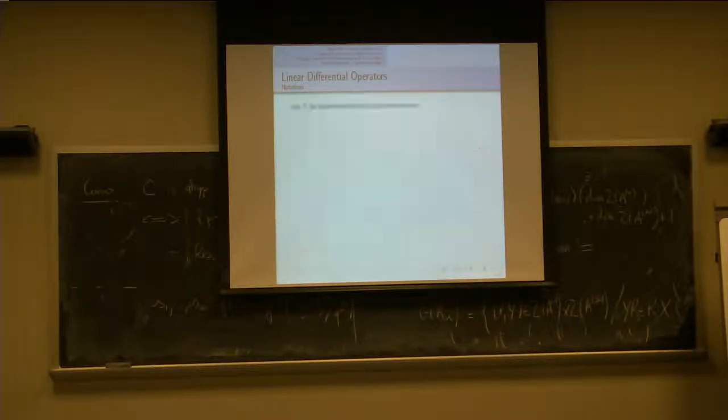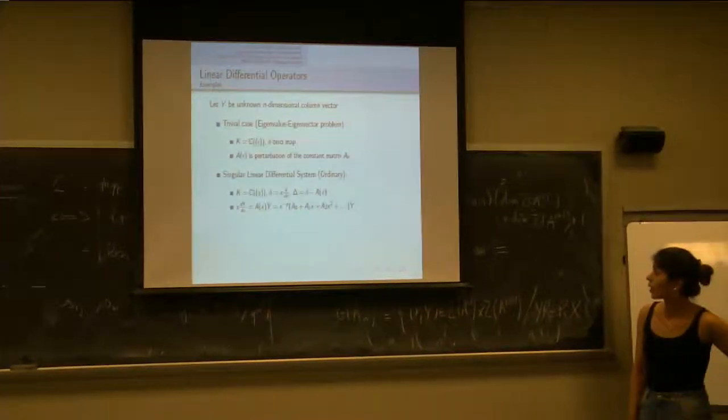As an example of such operators, if we take Y to be an unknown n-dimensional column vector, the trivial case, of course, is when delta is the zero map, and then we just get the linear operator, and A epsilon here will be a perturbation of the constant matrix. So we will be dealing with the eigenvalue-eigenvector problem. Now, if we take delta to be x d/dx, and we take K to be the field of formal meromorphic power series, then we will have this singular linear differential system.